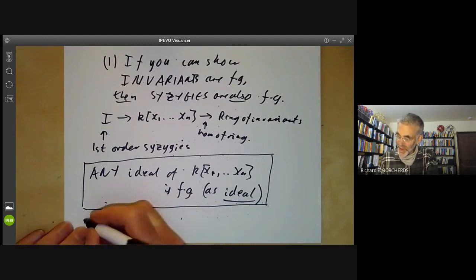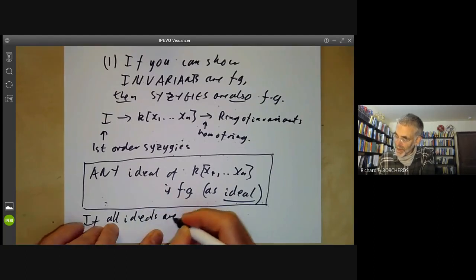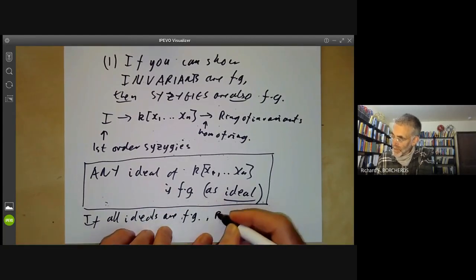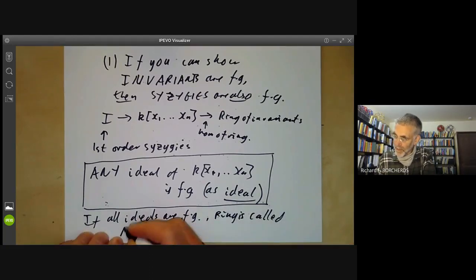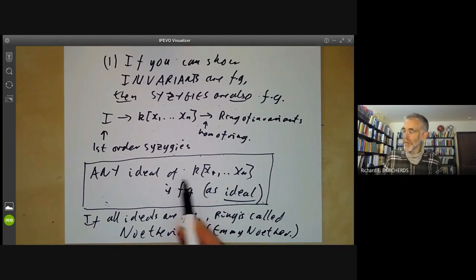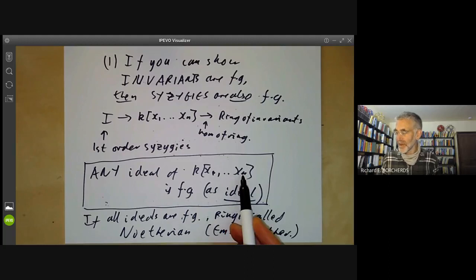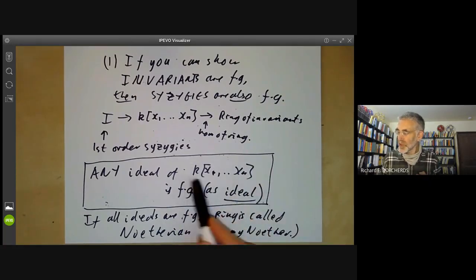Rings with this property, so that all ideals are finitely generated, are called noetherian. This is after Emmy Noether. So what Hilbert did was he proved that polynomial rings in finite numbers of variables over a field are noetherian. Of course, the name noetherian came later than that. Hilbert was the first person to introduce and use noetherian rings.